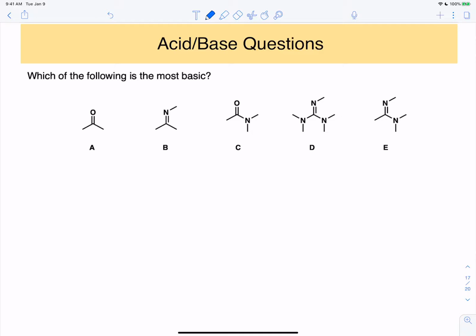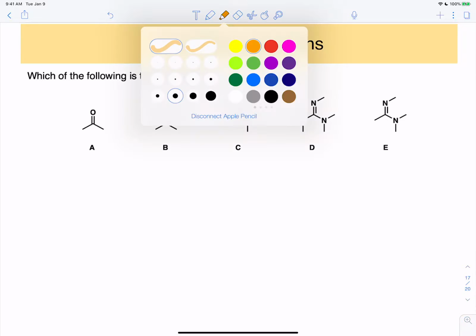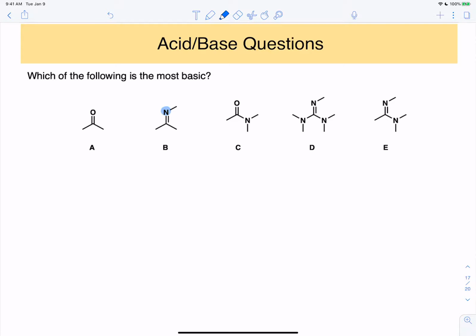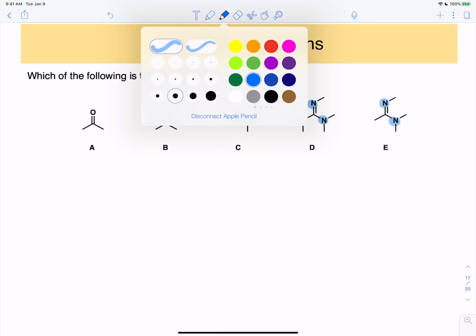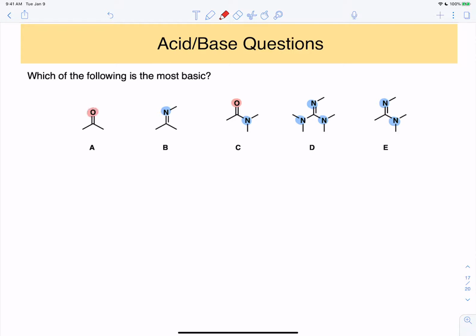This is asking which of the following is the most basic. We have a series of compounds. We have both oxygens and nitrogens. So we have 3 nitrogens here, 2 nitrogens here, and an oxygen and an oxygen. Off the bat, if you just look at A and B, you would expect B to be more basic because nitrogen is electronegative. So we can get rid of A.